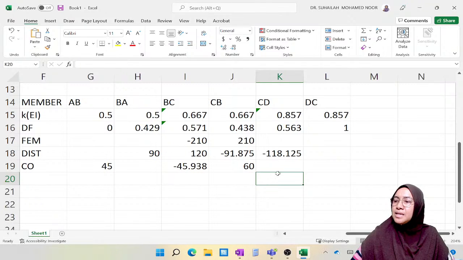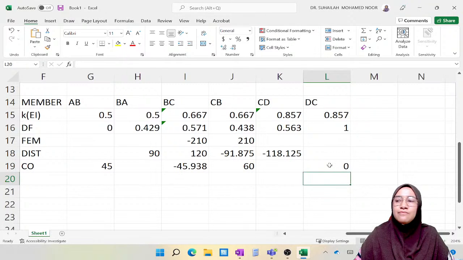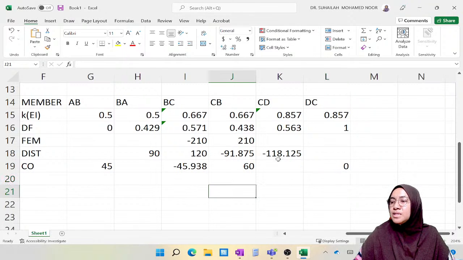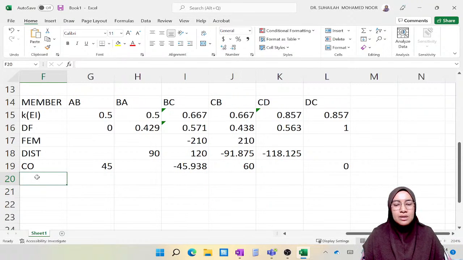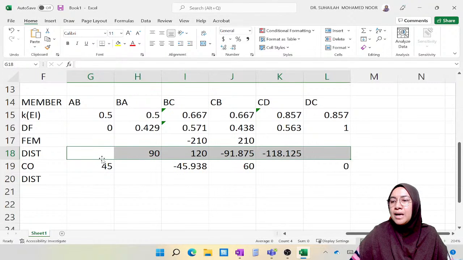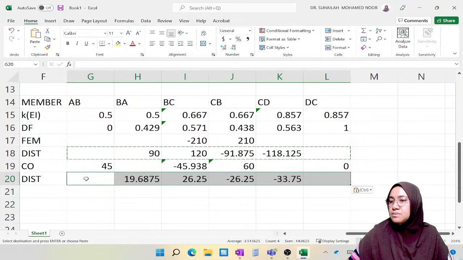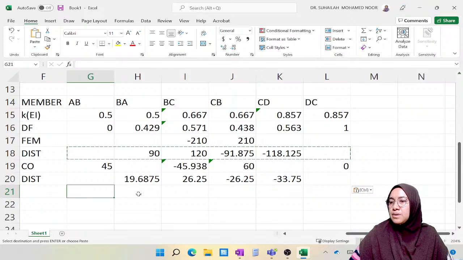And C to D is actually negative 118.125 times the carry over factor, and the factor is 0. So when the factor is 0, we get 0. But if D is fixed, then we need to carry the value. Okay, so this is the carry over. Then we need to repeat the process for the second distribution. I will copy whatever is here. Okay, so this is the answer.